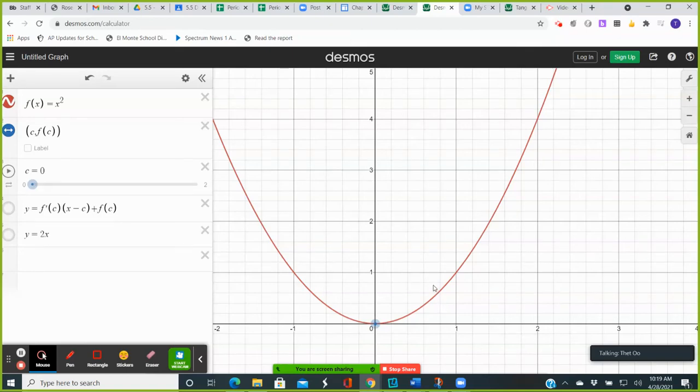So here we have the function f of x is equal to x squared. When we graph it, we get this parabola. And we want to look at this graph on the interval from x is equal to 0 to x is equal to 2.